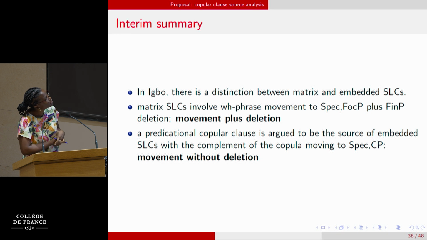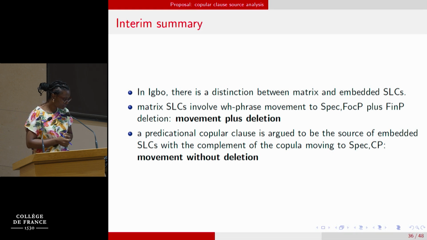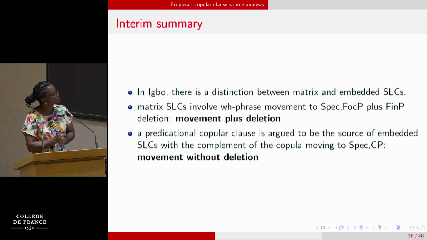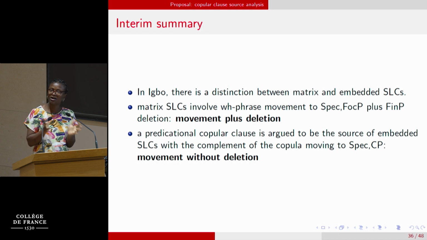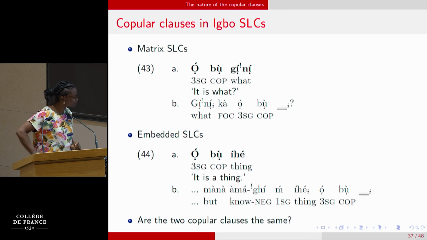So to summarize at this point, I've shown you that we have this distinction between matrix and embedded sluicing-like constructions in Igbo. And I assume that for the cases of the matrix sluicing-like construction, it involves focus movement, followed by a deletion. But in the cases of embedded sluicing-like construction, we simply have movement without any form of deletion, since the rest of the copular clause is still overt.